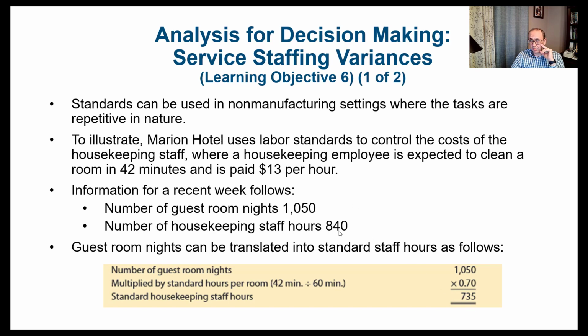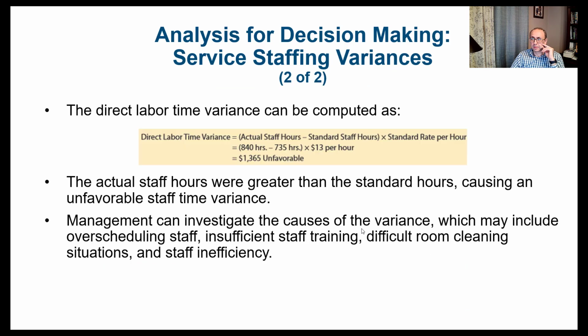Yet the actual number is 840. Do you think this is favorable or unfavorable? It's obvious that this is unfavorable because the standard housekeeping hours were expected to be 735, but the actual one turned out to be 840. So a direct labor time variance can be computed as follows. Actual staff hours minus the standard staff hours multiplied by standard rate per hour. So we get 840 minus 735, and that should be about 105 multiplied by $13 per hour, and that would be $1,365. And again, see, it's a positive value, it's unfavorable.